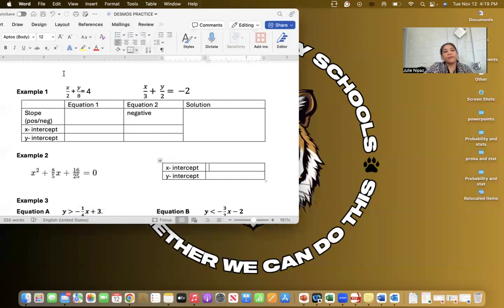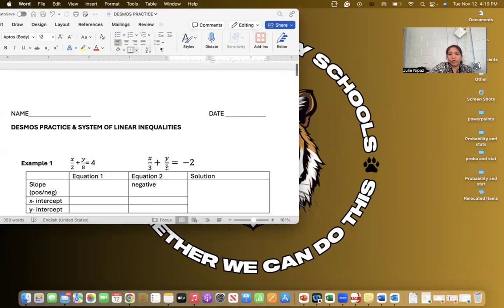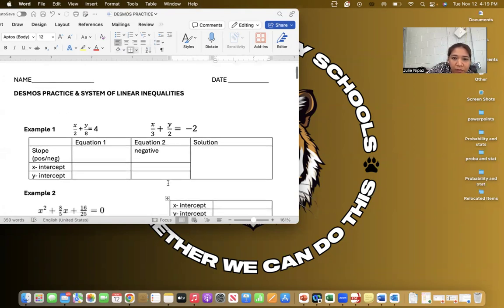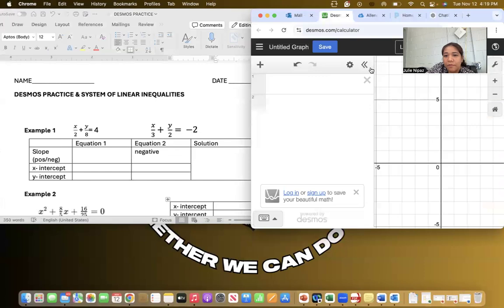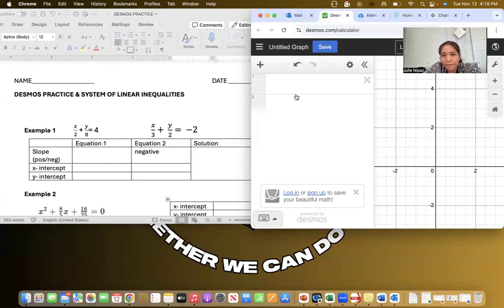All right. Now, this is the worksheet that you should be having for today. Desmos practice and system of linear inequalities. So I will be working on split screen, both the problem and the Desmos graphing calculator here. Okay. So example number 1, you are given two equations.